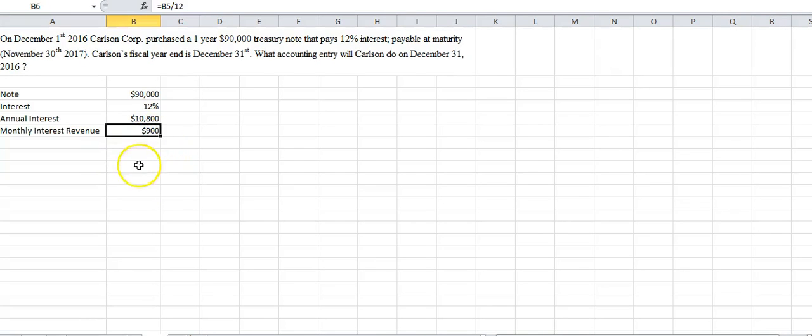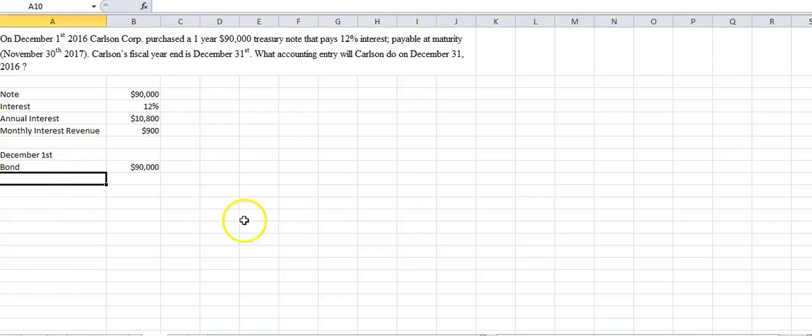Okay. So let's just go through all the accounting entries. December 1st, I bought the bond, right? So I purchased a bond for $90,000. And let's say I pay for it in cash. So my cash goes out, right? Bond goes in, cash goes out. $90,000. Perfect.